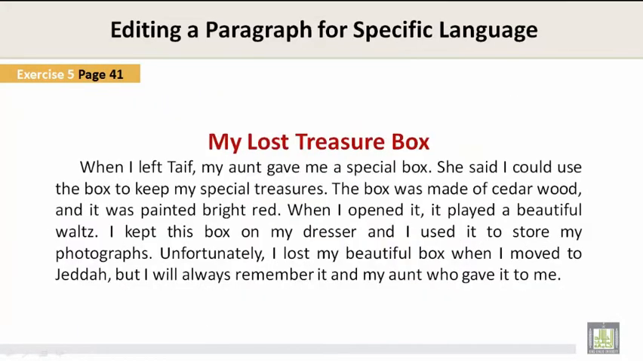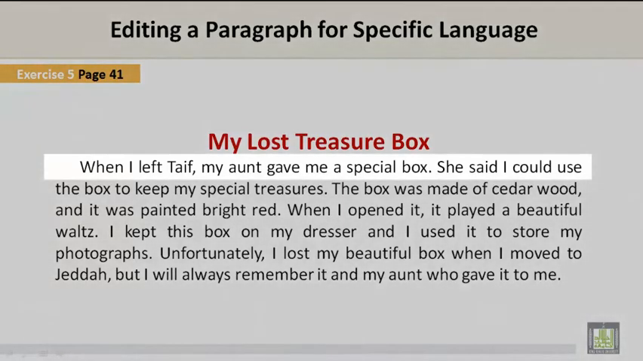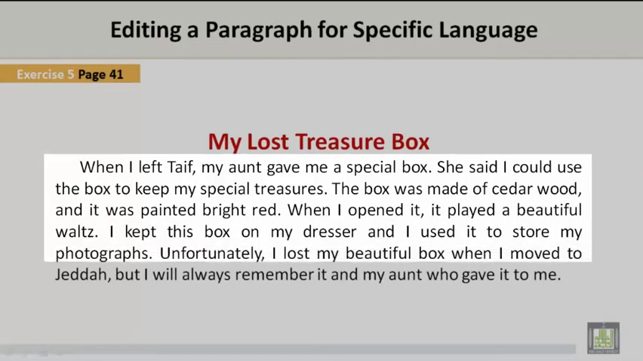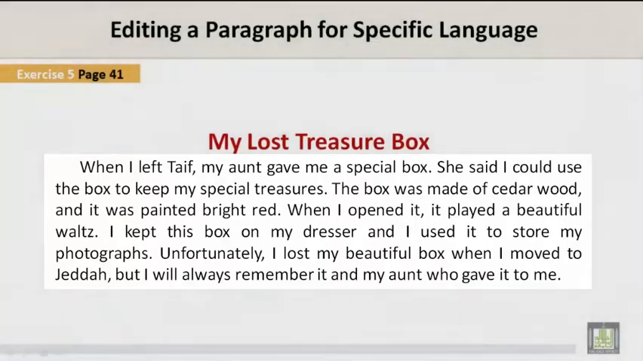Let's continue. Exercise 5, my lost treasure box. When I left Taif, my aunt gave me a special box. She said I could use the box to keep my special treasures. The box was made of cedar wood and it was painted bright red. When I opened it, it played a beautiful waltz. I kept this box on my dresser and I used it to store my photographs. Unfortunately, I lost my beautiful box when I moved to Jeddah, but I will always remember it and my aunt who gave it to me.